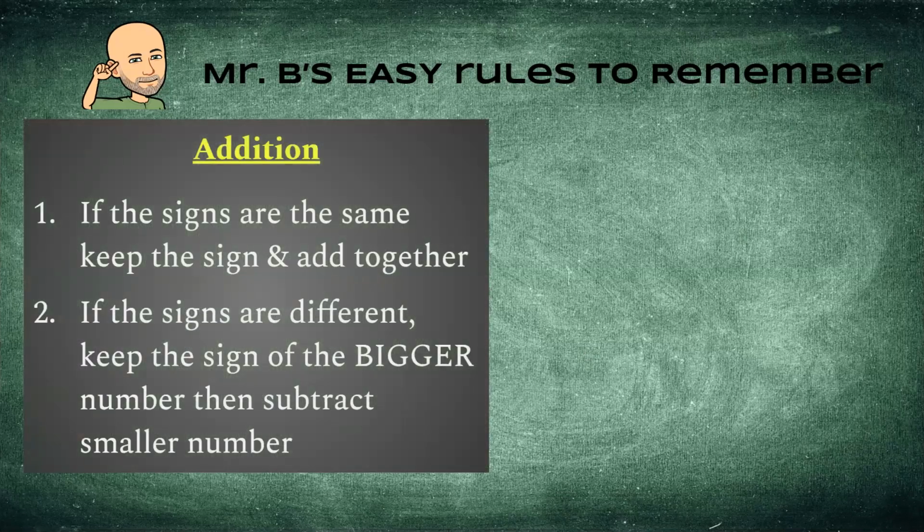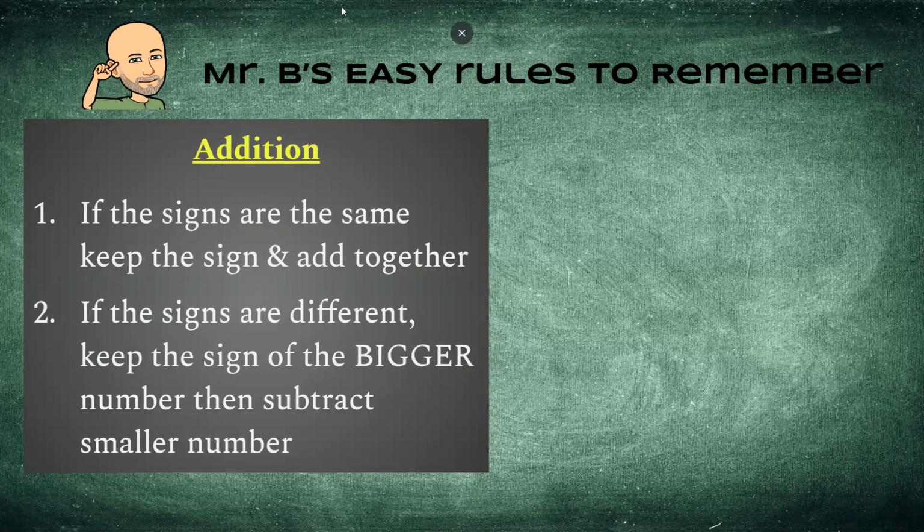In addition with negative numbers, my simple rules are, if the signs are the same, meaning positive and positive, or negative and negative, keep the sign and add the numbers together. So as we saw, it was +8, +6, add them together. I kept the sign and added them together, 14. -8 plus -6, the signs are the same. I'm going to keep the sign, it's negative, and add the numbers together, -14.